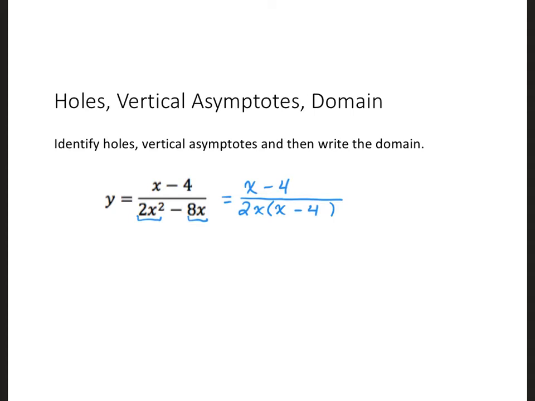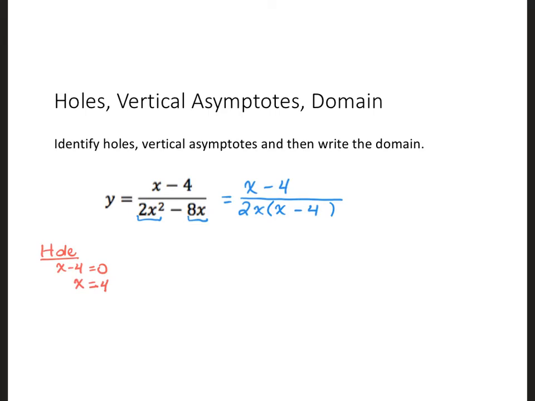So the first feature I'm going to identify is a hole in the graph. A hole comes from anything that will simplify away. These are our 0 over 0s. If you remember back to limits, whenever you have a factor that creates a 0 in both the top and the bottom, for example, this x minus 4 and this x minus 4 both in the top and the bottom, this is going to create a hole. To identify the location of the hole, I'm going to take this factor and set it equal to 0. So I have a hole at the value x equals 4.